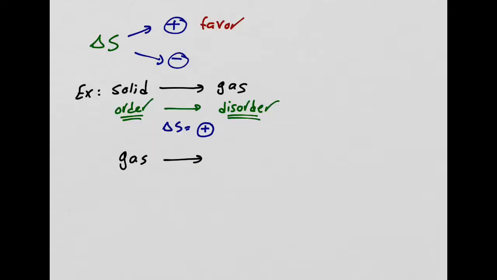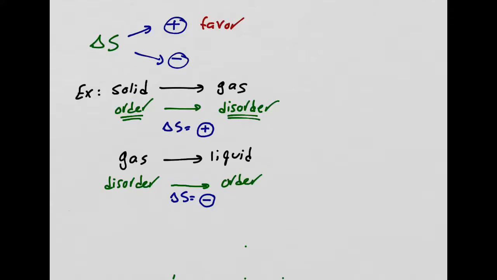Now, let's say I have gas. I'm in a gas form, and I go from gas to liquid. So if I do that, again, gas is more disordered, right? Because gas molecules are moving around, far away from each other. Liquid is more ordered than gas. So I go from disorder to order. If you go from disorder to order, your delta S is going to be negative. So delta S is a measure of disorder. So if you have positive, that means you go from order to disorder.